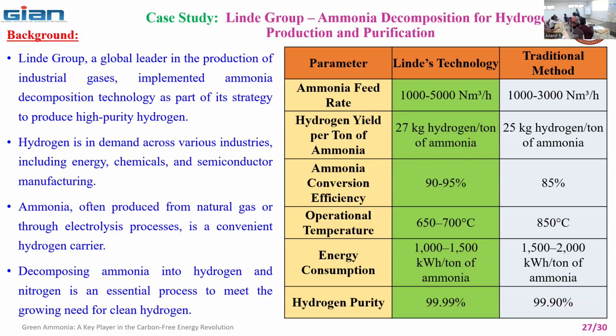The Linde group is a global leader in the production of industrial gases. They implemented ammonia decomposition technology as part of the strategy to produce high-purity hydrogen. Hydrogen is in demand across various industries, including energy, chemicals, and semiconductor manufacturing. Ammonia, often produced from natural gas or through an electrolysis process, is a convenient hydrogen carrier. Decomposing ammonia into hydrogen and nitrogen is an essential process to meet the growing need for clean hydrogen.